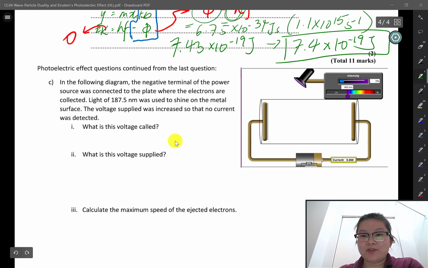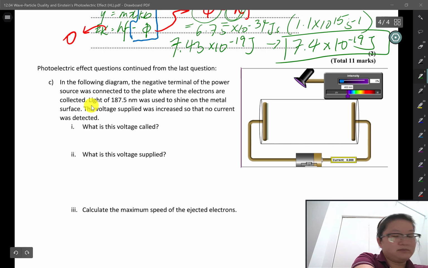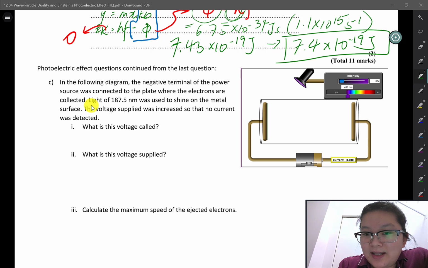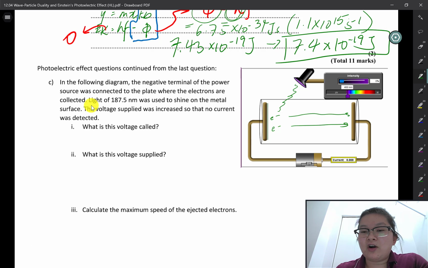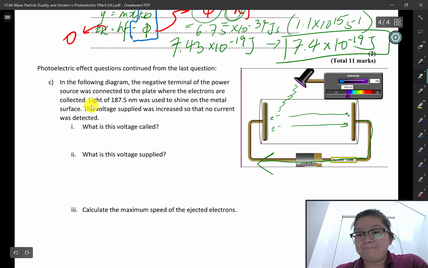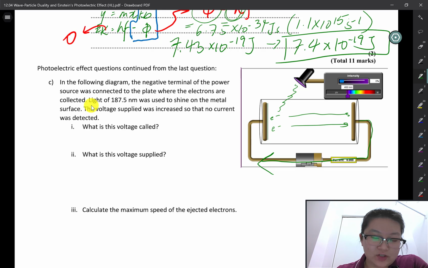In the following diagram, which is grabbed directly from your PhET simulation, the negative terminal of the power source is connected to the plate where the electrons are collected. So what that means is, imagine light photons come out of this lamp. The electrons on this metal plate get ejected, and then with some amount of kinetic energy they are going to approach this other plate, which will generate a current, an electron current, not the conventional current, in that direction. The electrons are going to move this way.